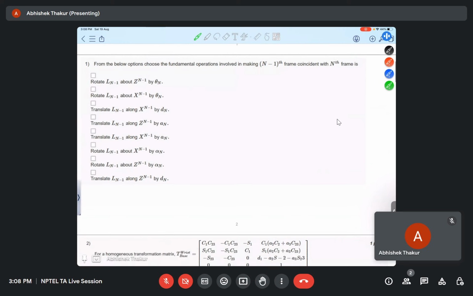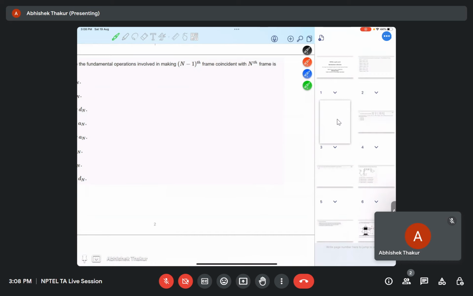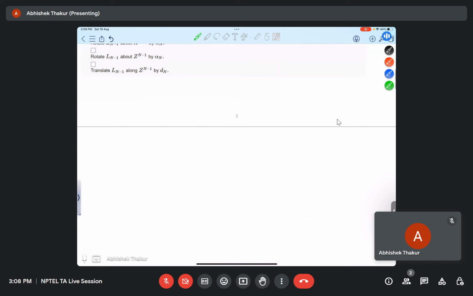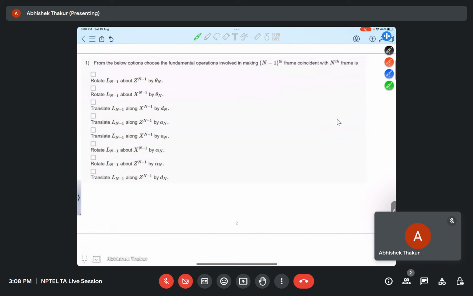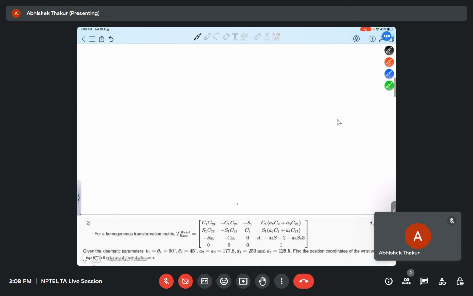So basically, this question is asking how n minus one frame can make coincident with the nth frame. So what are the operations required? Let's take an example from the classroom only. So this is our base.